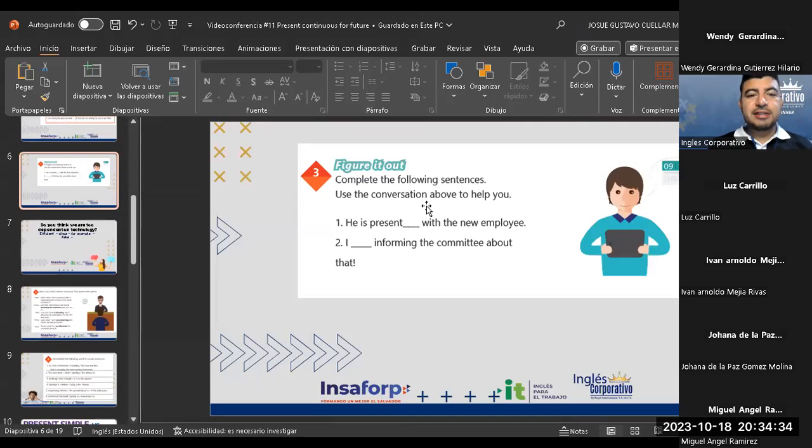Complete the following sentences. Use the conversation above to help. Tenemos una conversación, pero obviamente ¿Alguna idea que hará falta en este espacio? He is present with the new employee. Y la otra es I informing the community about that. Any volunteers? ¿Algún voluntario antes de ver la conversation?